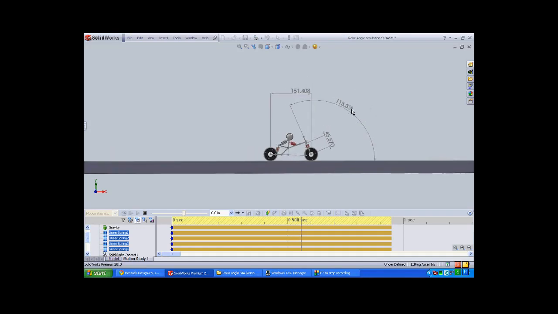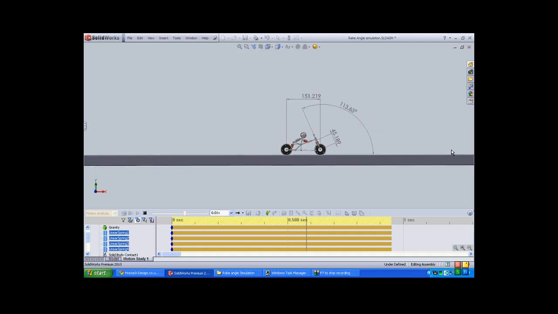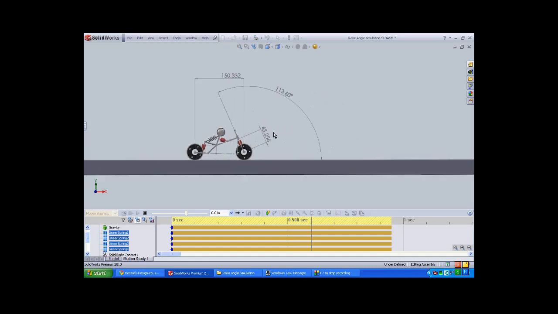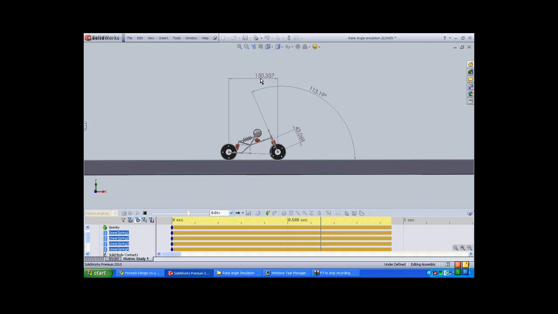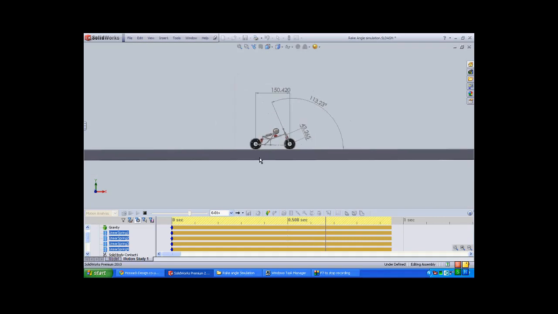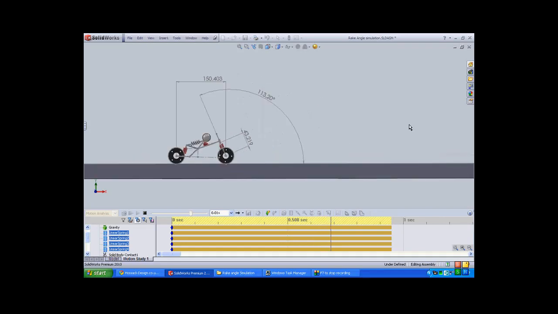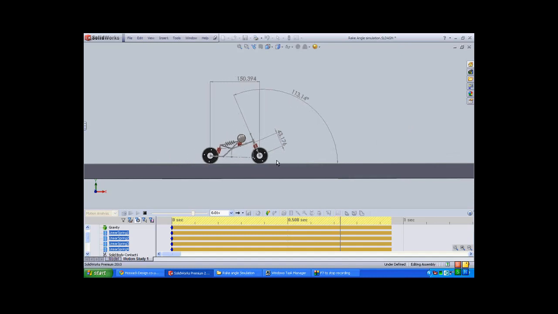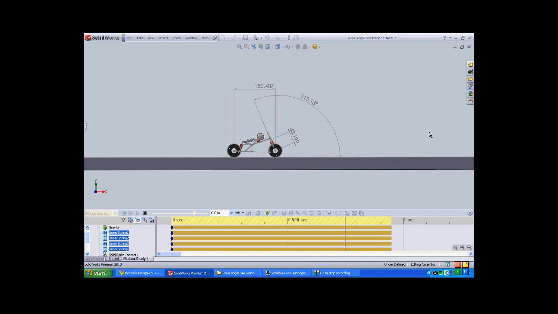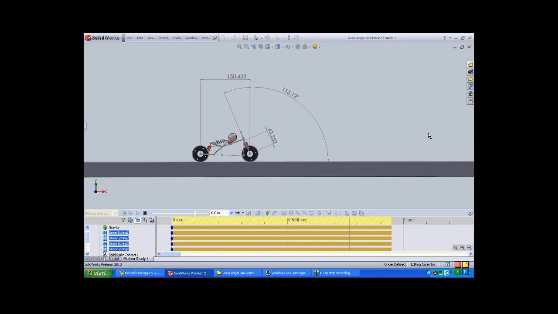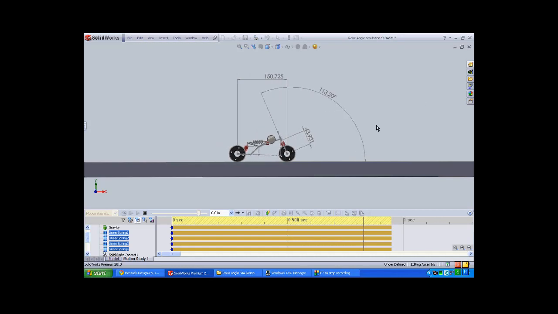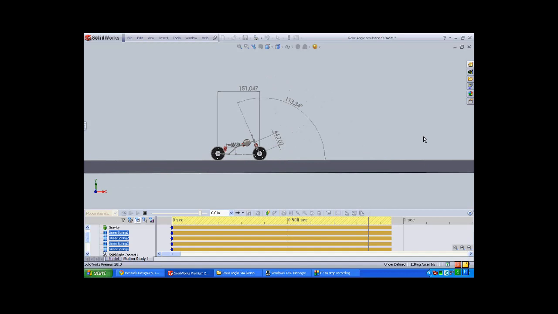The rake angle has shifted from 116 to 13 now. My distance has shifted from 48 point something to 42, and my wheelbase has changed from 152 to 150. Now that was a very drastic reduction indeed. There's almost a variation of 3 degrees. Well, I would rather say 4 degrees of rake angle.